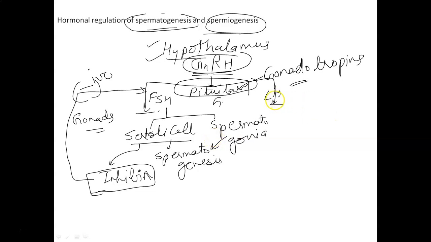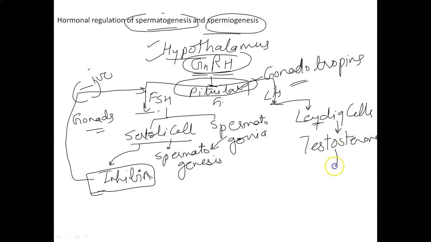Now very important one, the LH. LH has the effect on Leydig cells. If you remember, outside the seminiferous tubules, Leydig cells were present. Their function is to secrete testosterone. And the primary function of testosterone is, first one, secondary sexual characters, and also spermatogenesis.